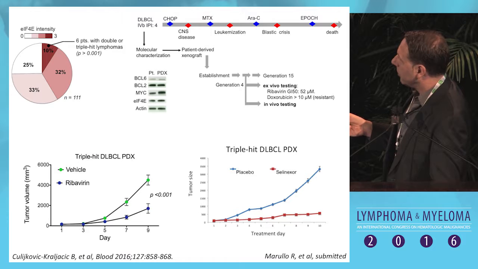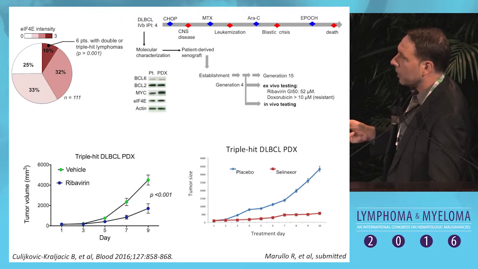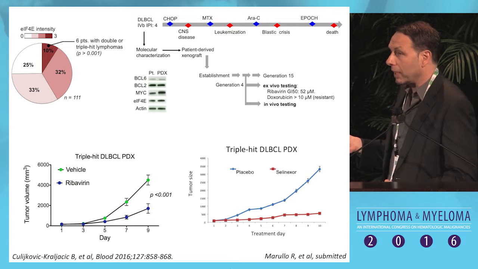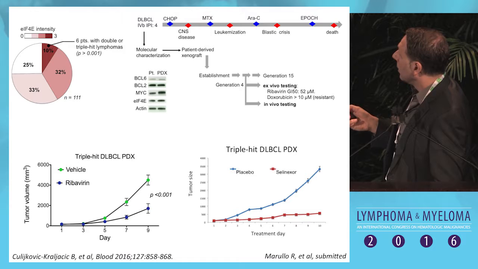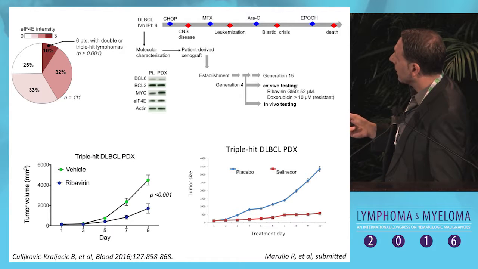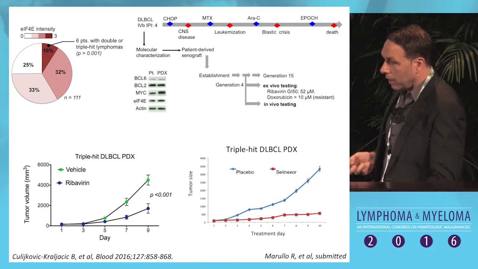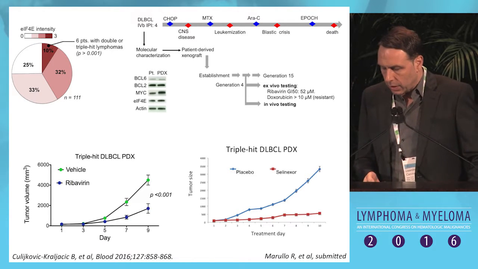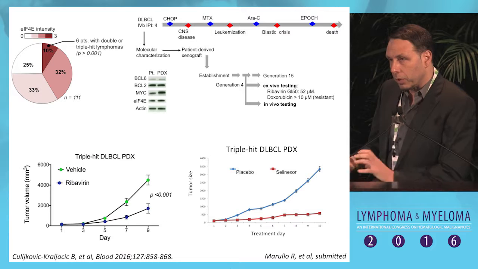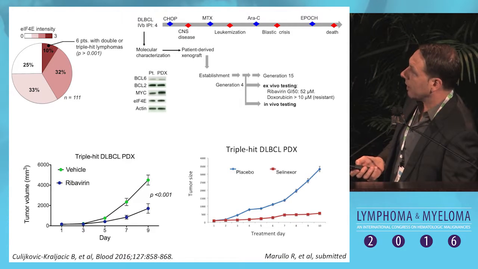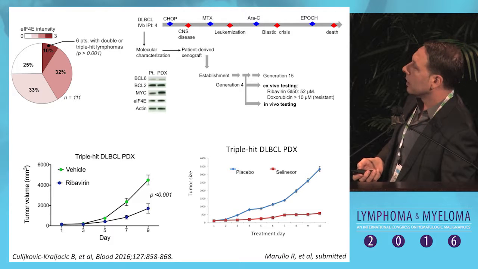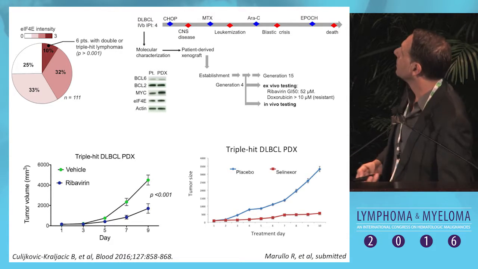And then when we tested the triple hit PDX with ribavirin, there was an anti-lymphoma effect, which is pretty remarkable for an antiviral drug. And the same happened when we tested this triple hit PDX with selinexor, the XPO1 inhibitor. So targeting directly one protein and one pathway in the cells made the tumor almost disappear in a very highly refractory disease.